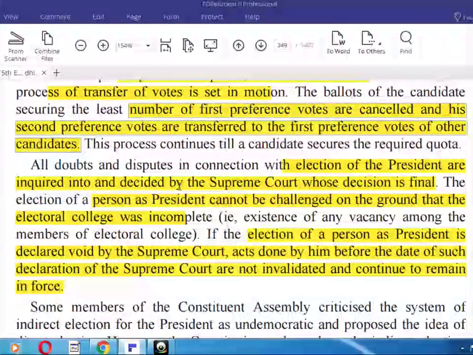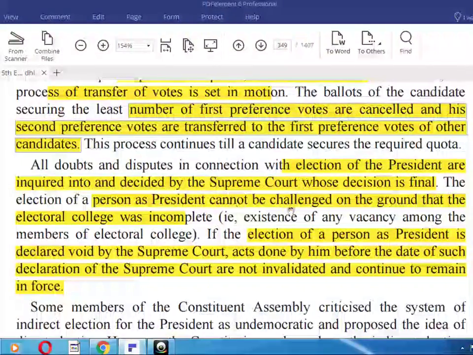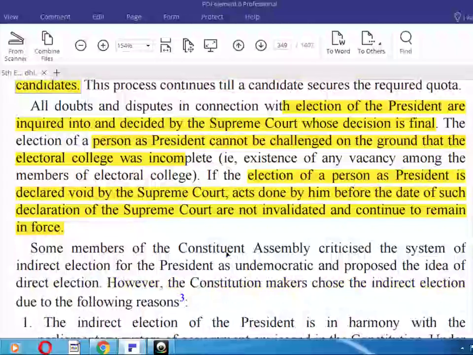All doubts and disputes in connection with the election of the President are inquired into and decided by the Supreme Court, whose decision is final. The election of a person as President cannot be challenged on the ground that the electoral college was incomplete, that is, the existence of any vacancy among the members of the electoral college. If the election of a person as President is declared void by the Supreme Court, acts done by him before the date of such declaration are not invalidated and continue to remain in force.